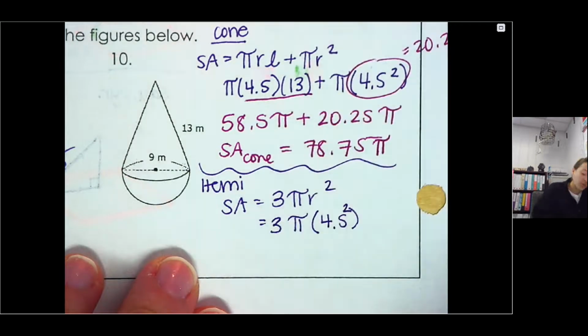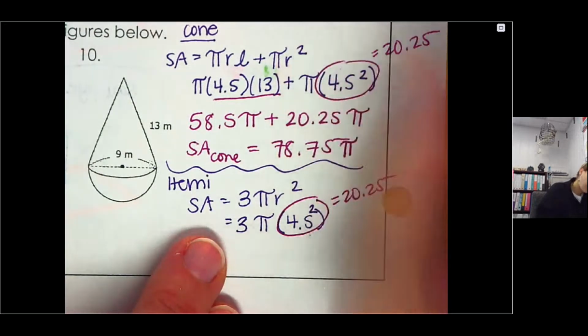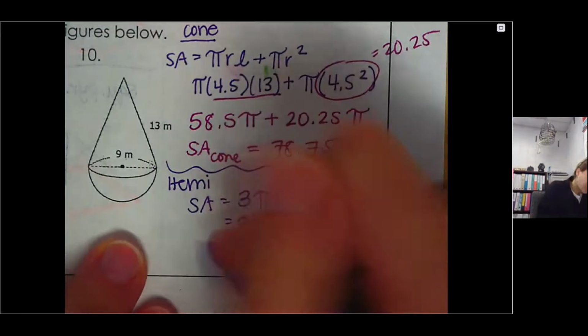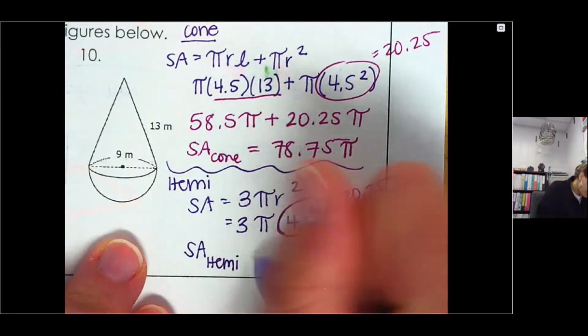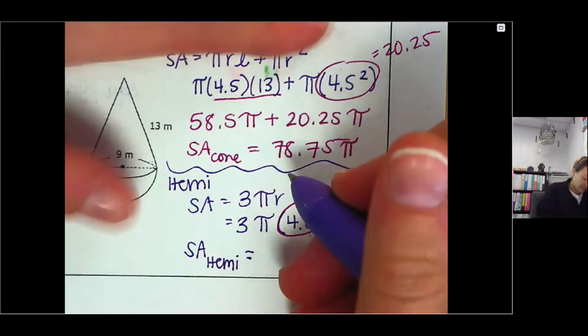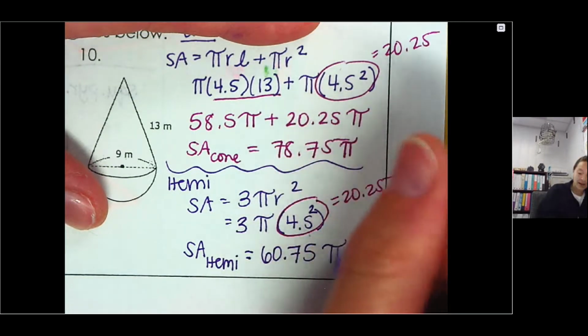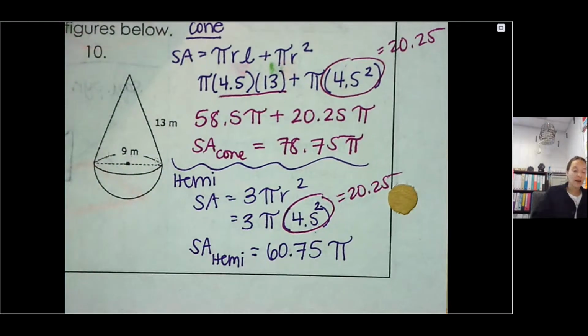We're going to make sure we square that one first. So it's the same as before. It's still 20.25. And then I multiply that times 3. I get the surface area of the hemisphere is 60.75 pi.